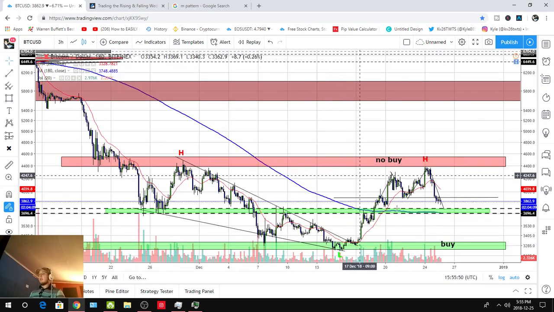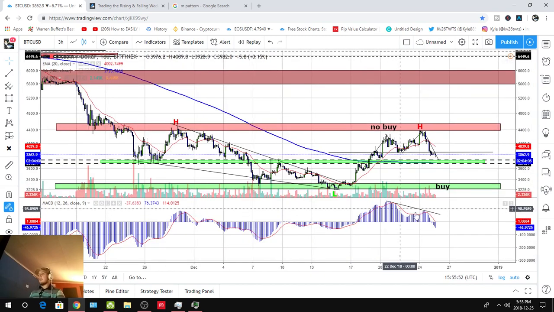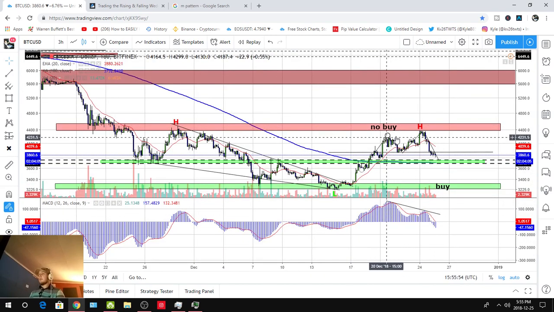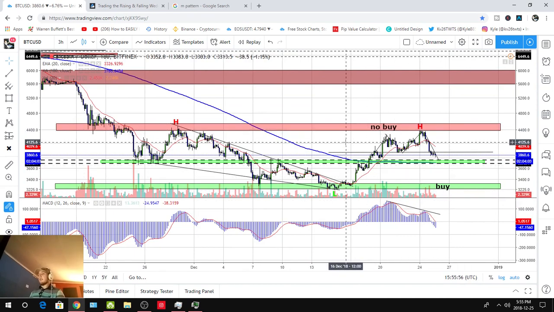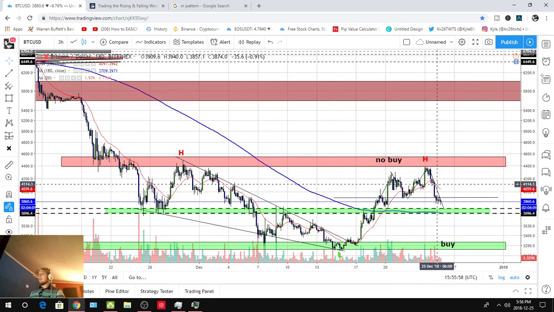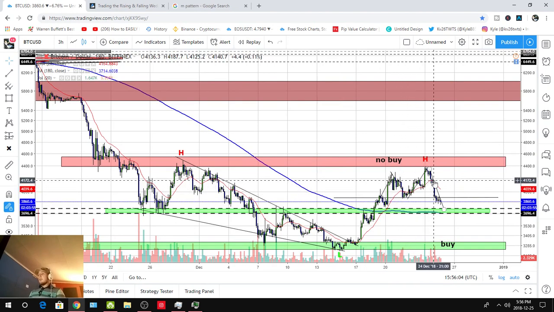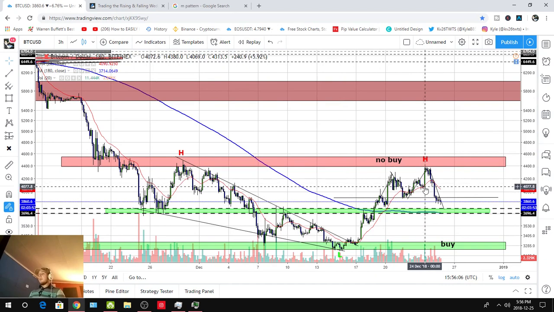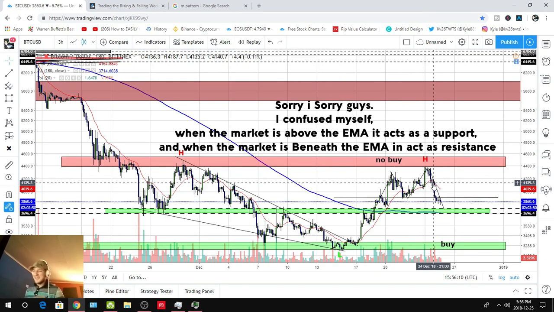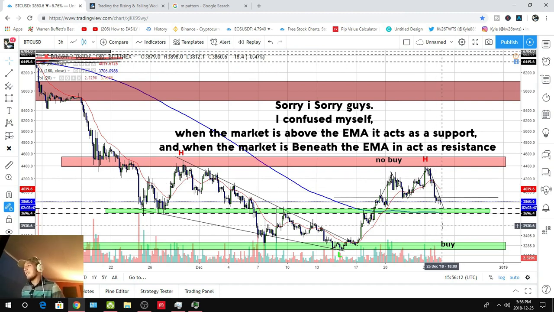Correct? We got the divergence right there, correct? A bearish divergence, the price is going high, divergence right there, and then we have the indicators. When the EMA is at the bottom, it acts as support. When the EMA is at the top, sorry guys, it acts as resistance, correct? And you guys can see the EMA is at the top. That means you're getting resistance at this moment.